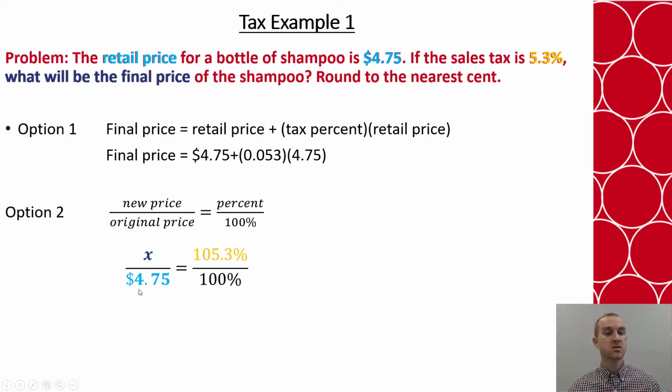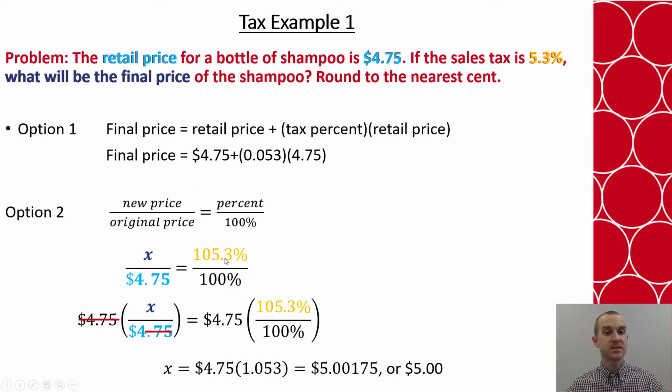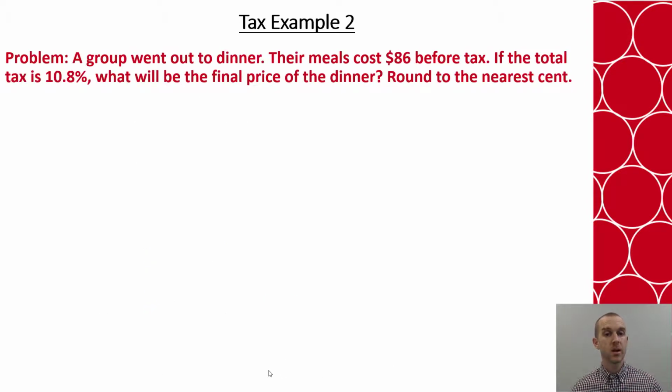So now to solve this proportional reasoning problem, I can cross multiply, or I can multiply both sides by $4.75. That simplifies to 1 on the left side, and then I know that the 105.3% divided by 100% will give me 1 and 53 thousandths. So if I look, I'm back in the same place. Here, 1 plus 53 thousandths gives me the 1 and 53 thousandths. So I'm in the same problem. It's just a matter of which method makes more sense to me when I'm solving problems. Let's look at one more example.